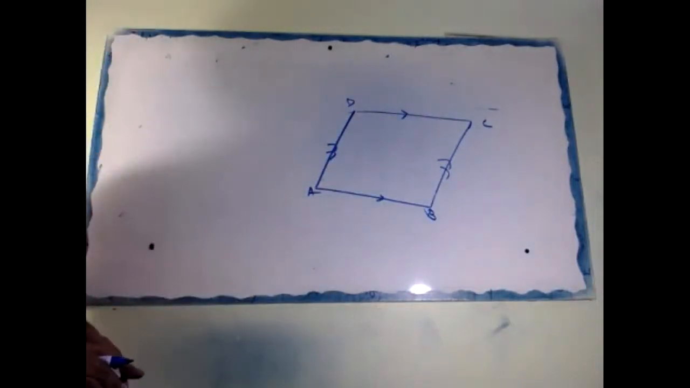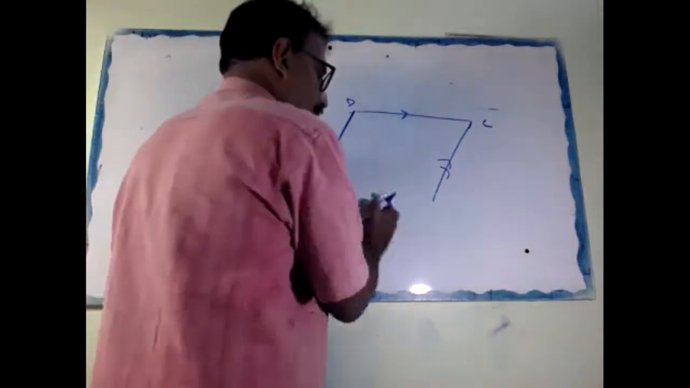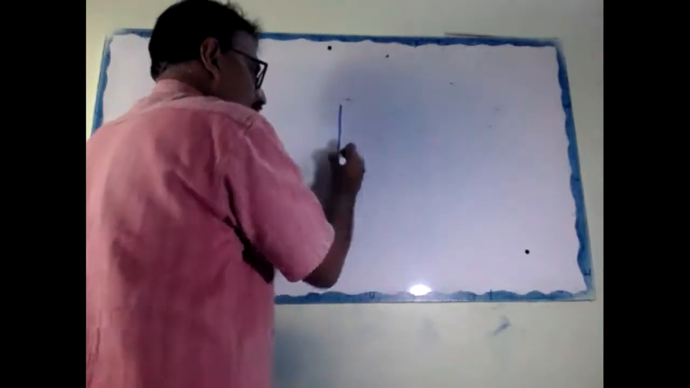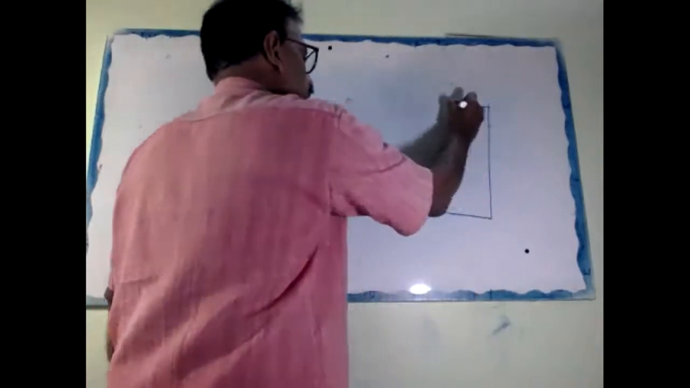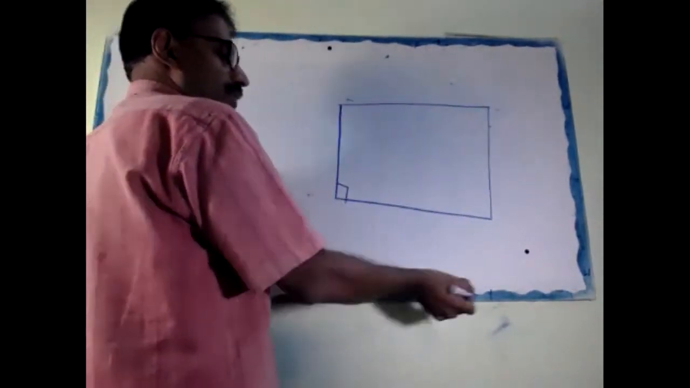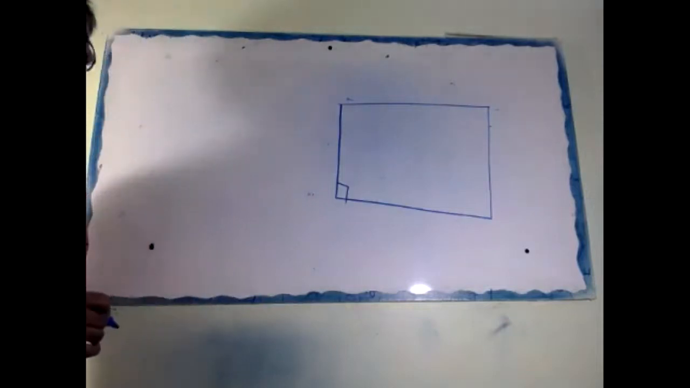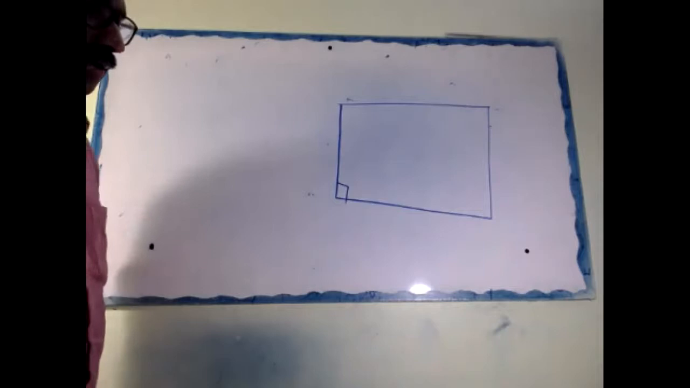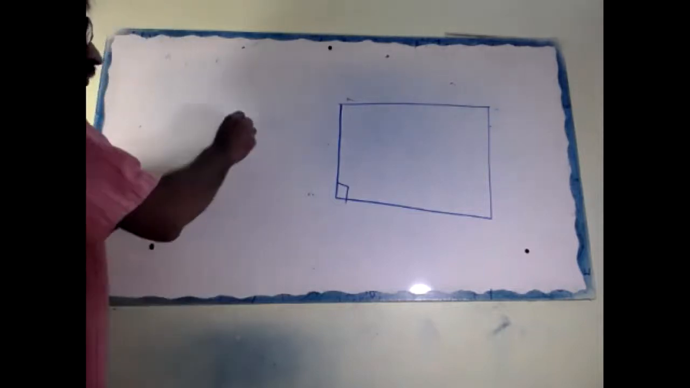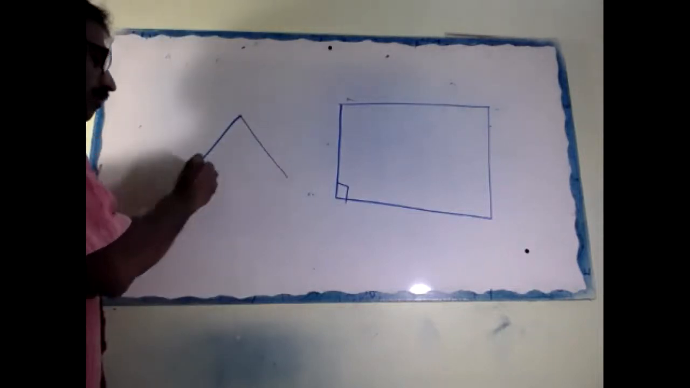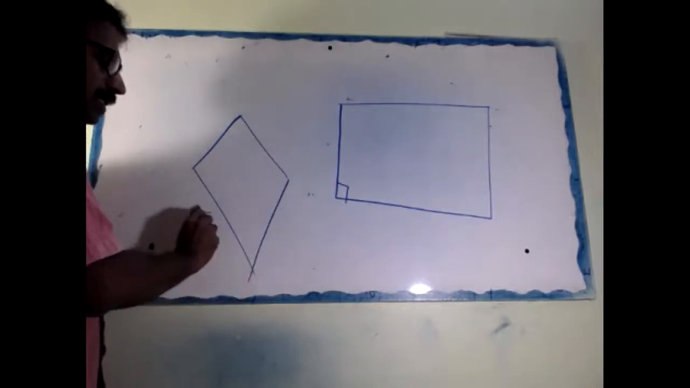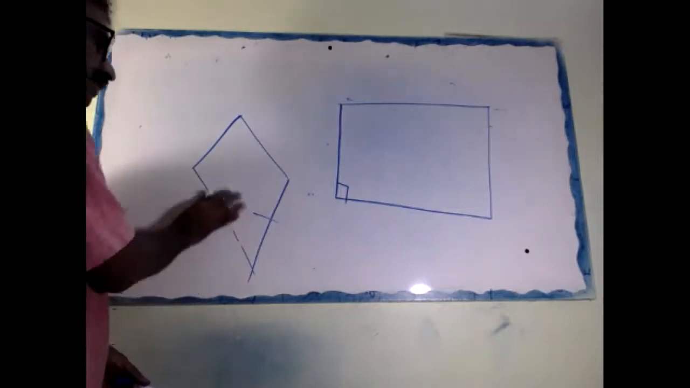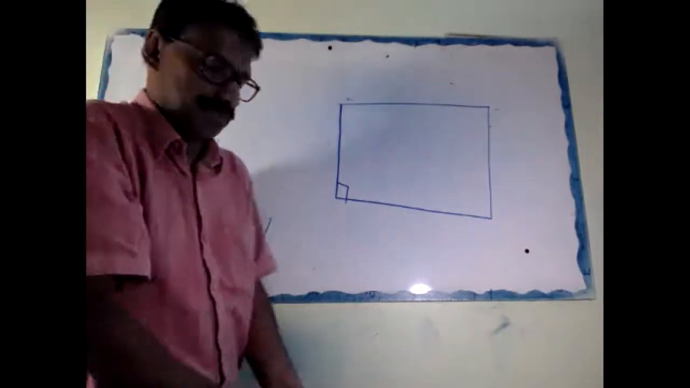Next, rectangle. In a parallelogram, each angle is 90 degrees. Actually, one angle is enough. One angle 90, everything will be 90. That is a rectangle. In a rectangle, if adjacent sides are equal, it is a square. Then in a quadrilateral, one pair of adjacent sides are equal, but opposite sides are not equal. It's called a kite.